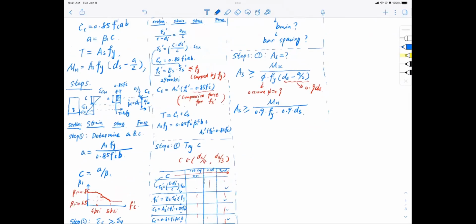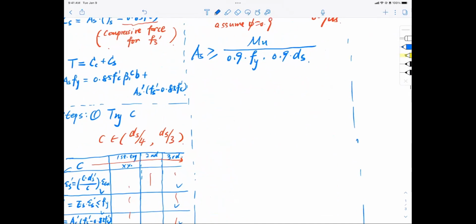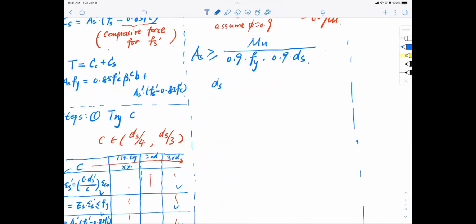Now, at this point, you may ask the question, Bob, I don't really know ds. Well, we said it before, right? ds for one layer of bars equals h minus 2.5 inch. And the other is h minus 3.5 inch when it's multi-layer, two layers or above. That's how you estimate ds. Because the height and section are given, you can estimate ds.